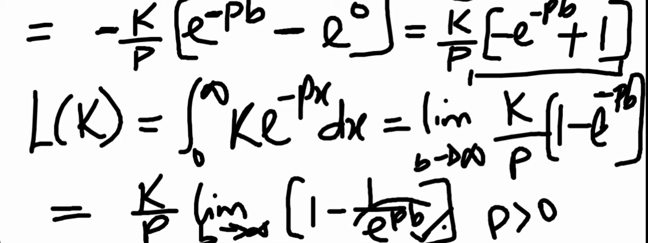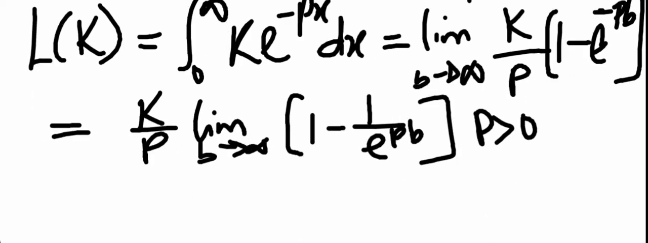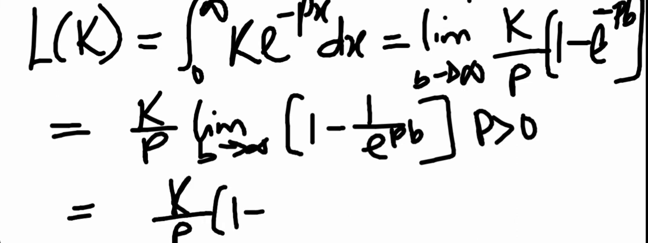That this whole thing is strictly increasing to infinity. That means the limit of this whole thing will give me what? 0. Yes, so we can easily take that limit and this will go to 0. Our final answer will give us k over p times 1 minus, this goes to 0, so this is 0. So this means that the Laplace transform of k is actually k over p.